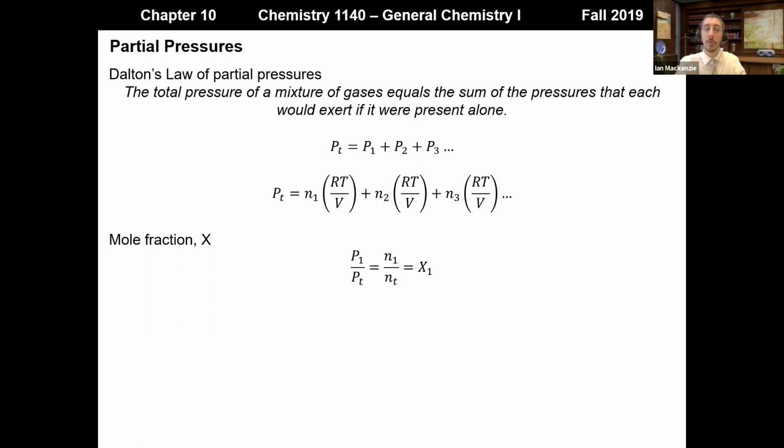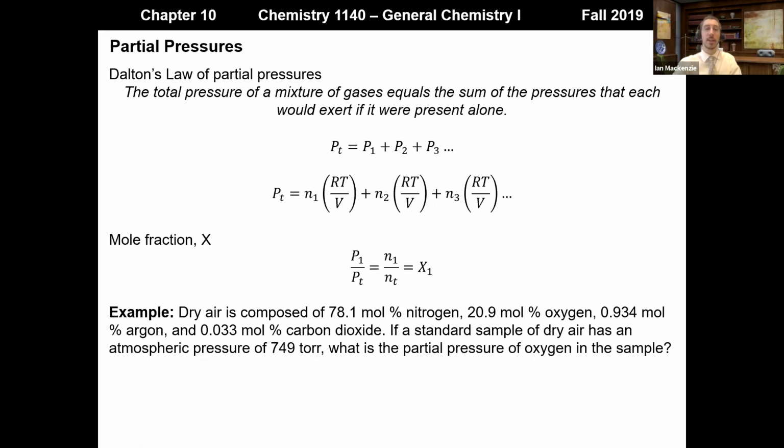So we can use mole fraction to help us when we're discussing the amounts of gas that are present. Let's take another example here. Dry air is composed of 78.1 mole percent nitrogen, 20.9 mole percent oxygen, 0.934 mole percent argon, and 0.033 mole percent carbon dioxide. If a standard sample of dry air has an atmospheric pressure of 749 torr, what is the partial pressure of oxygen in the sample?